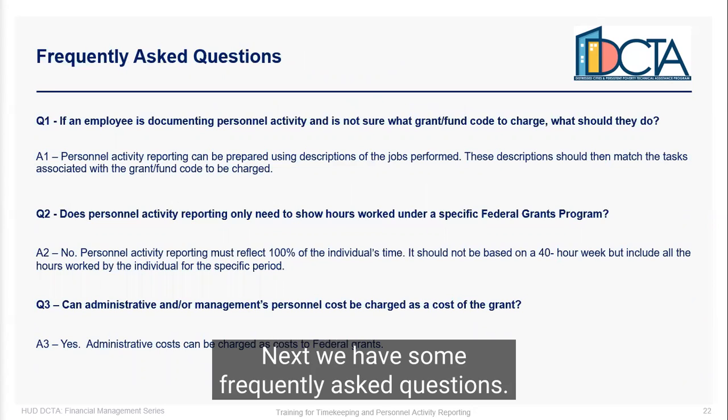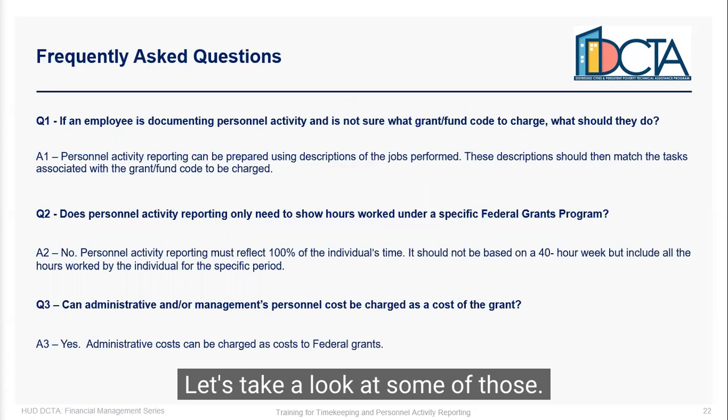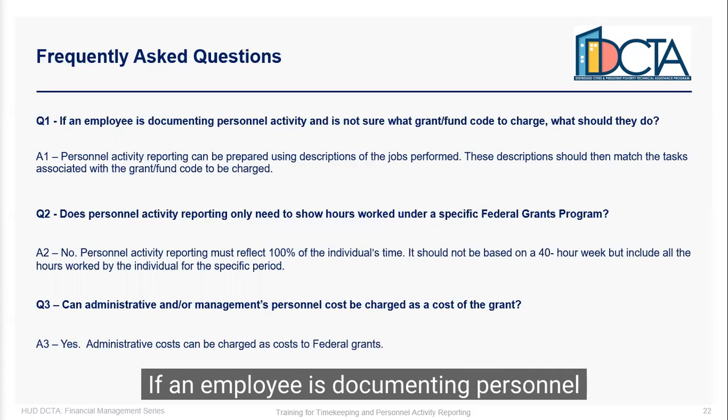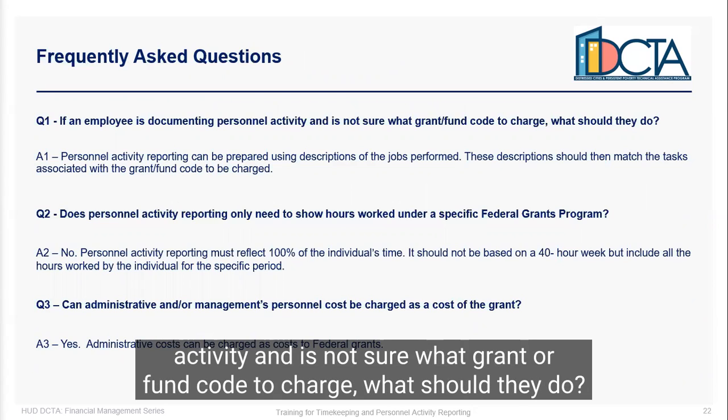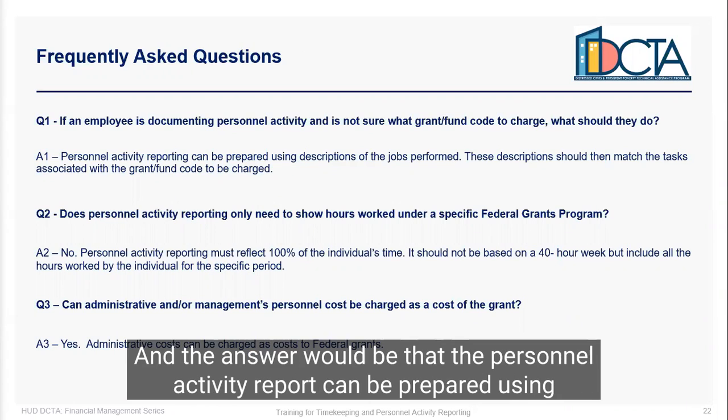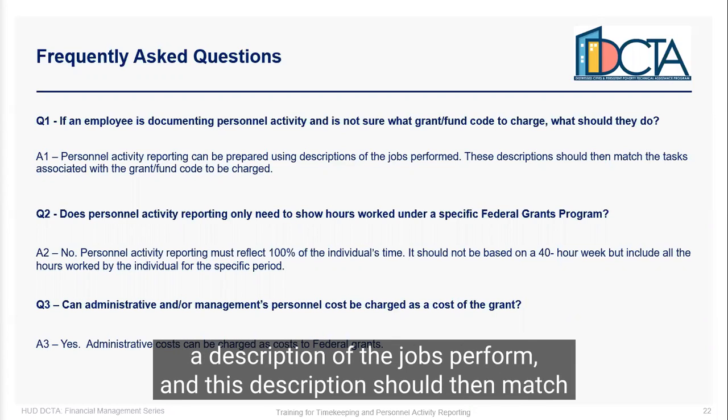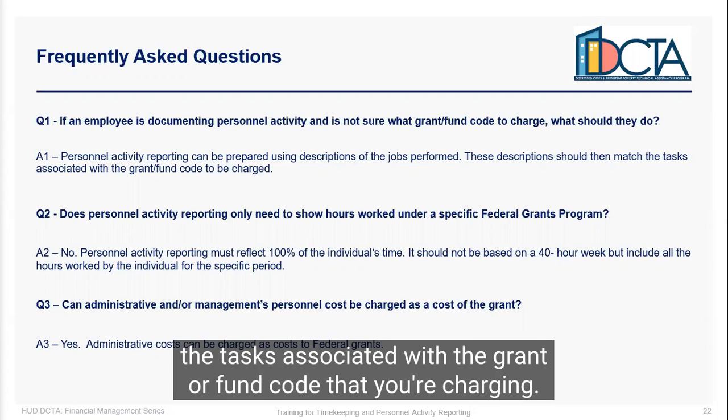Next, we have some frequently asked questions. Let's take a look at some of those. If an employee is documenting personnel activity and is not sure what grant or fund code to charge, what should they do? And the answer would be that the personnel activity report can be prepared using a description of the jobs performed. And this description should then match the tasks associated with the grant or fund code that you're charging.